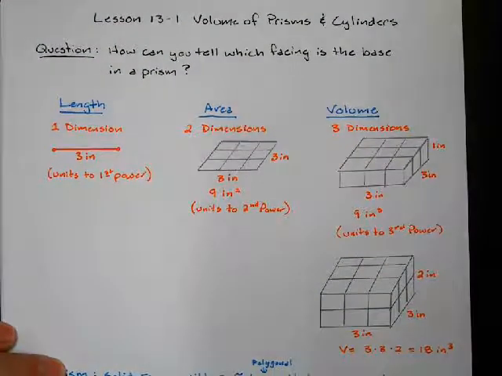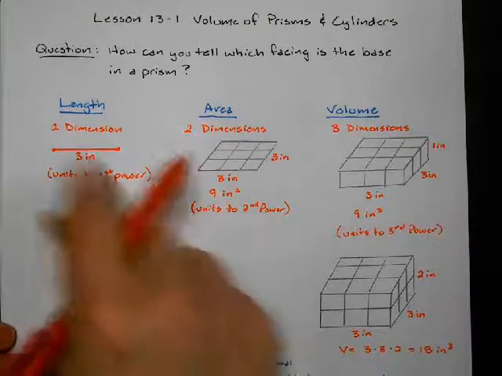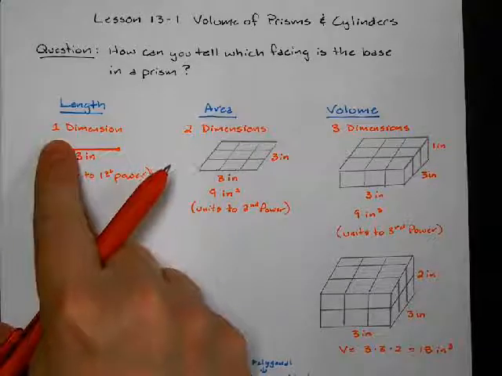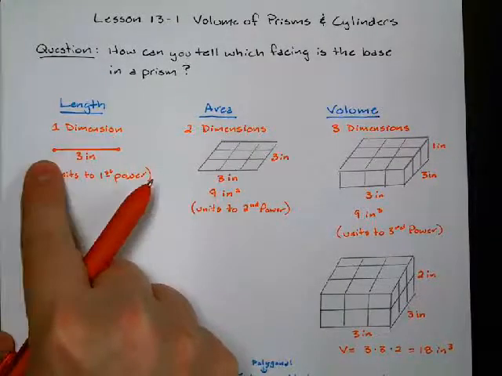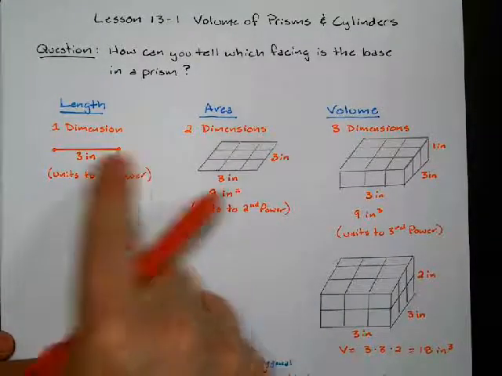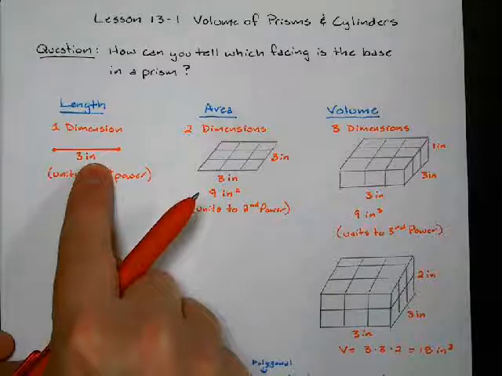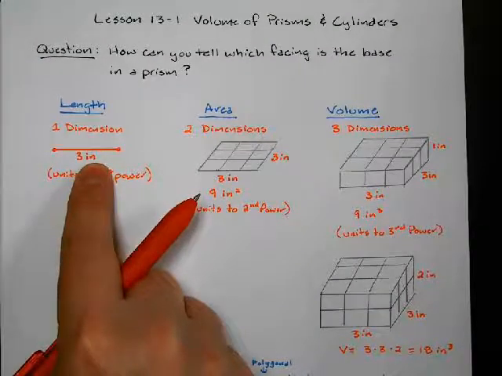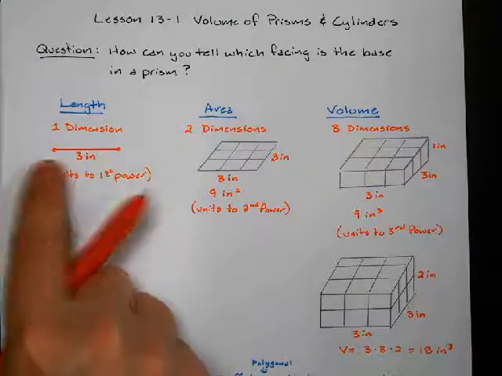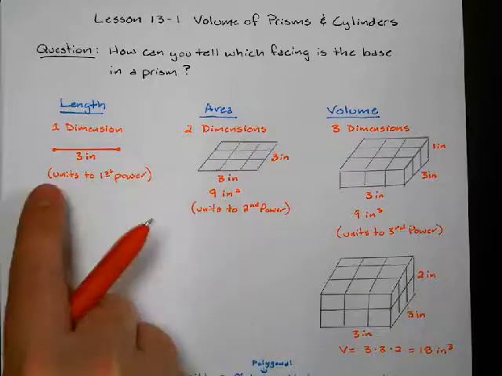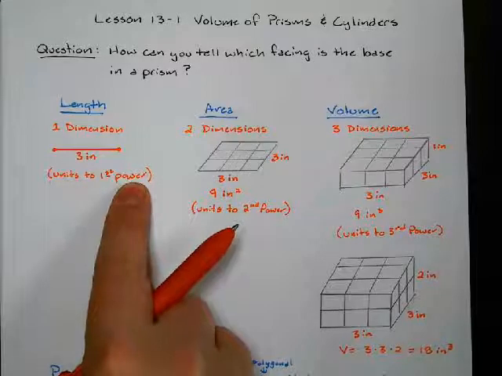All right, so let's talk about our units here as we're looking at length, area, and volume. When we're talking about length, we say that it has one dimension because it just has a direction, and that's it. If this was inches, it'd just be inches to the first power. We're just measuring from one point to another, so it's always going to be to the first power.